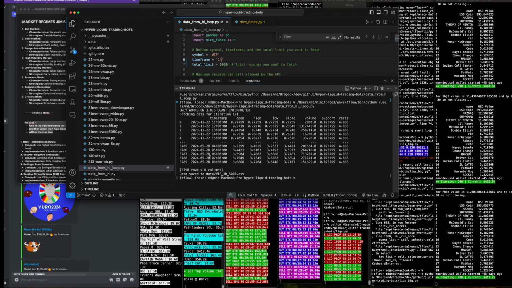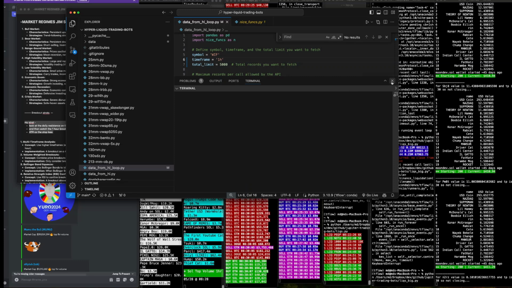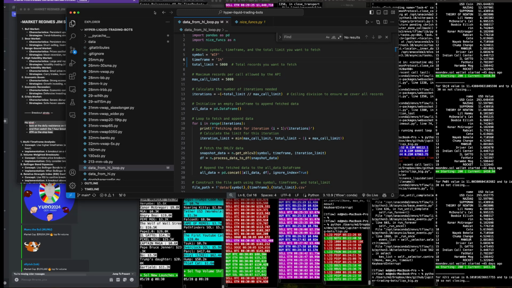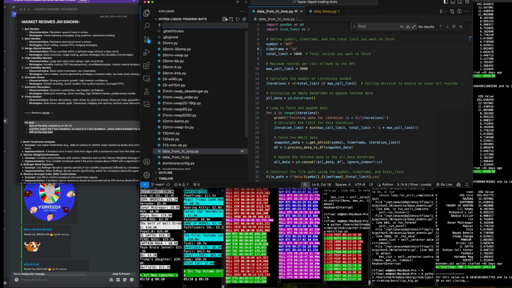Perfect. So we got the 1 hour data. Yep, it's from 12/22. Perfect. Okay, so we got the 1 hour data, and we got the 1 hour and the 1 day data. So we're good.